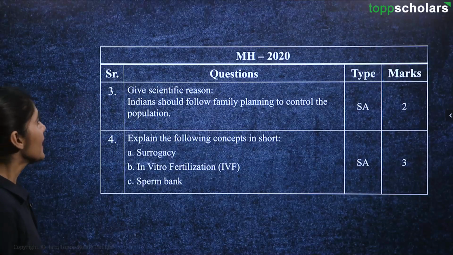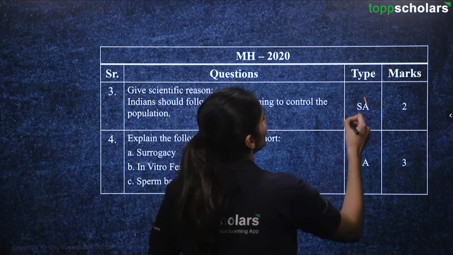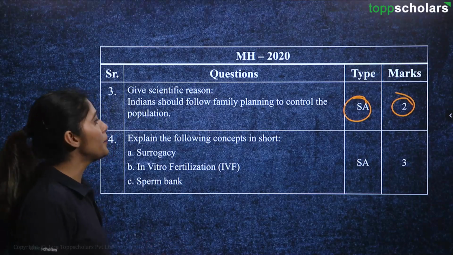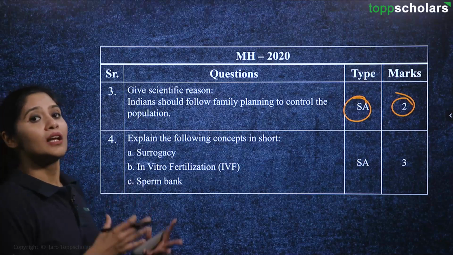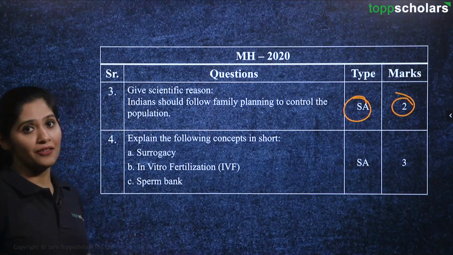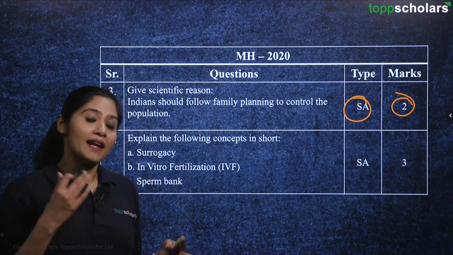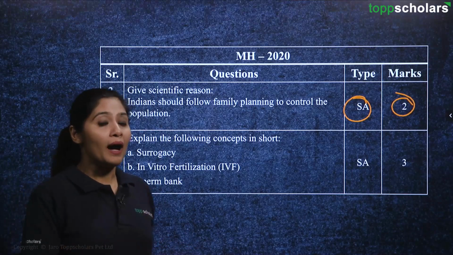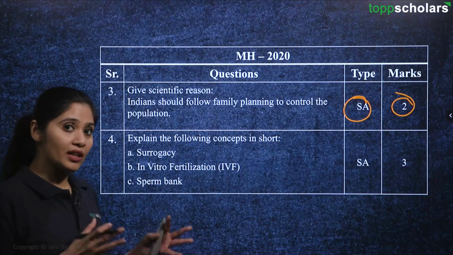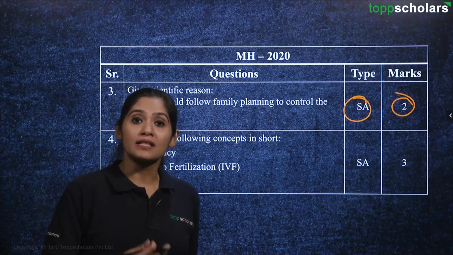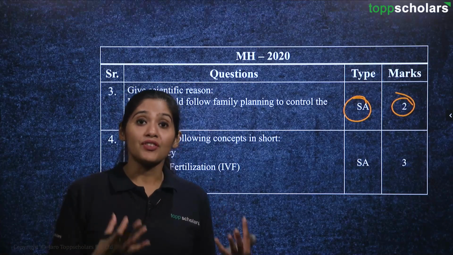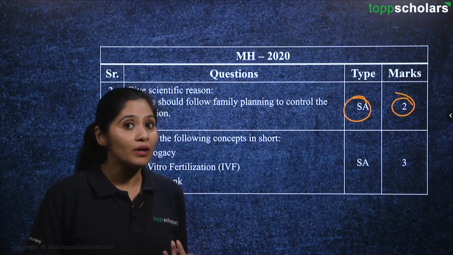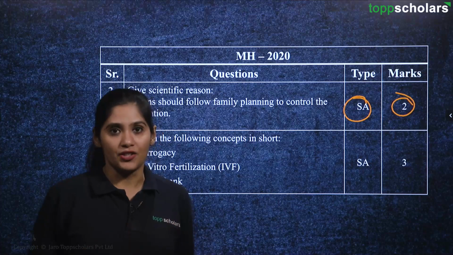Now next question, give scientific reason. This is a short answer type question carrying 2 marks. Give scientific reason: Indians should follow family planning to control the population. This is again a very social question that you need to answer. You should start with the population of our India and how it is rising every year and why it is necessary to control the population, why the increase in population is giving rise to unnecessary competition towards the resources which are available to us, and how because of that there are different problems arising such as poverty, illiteracy, etc., right?